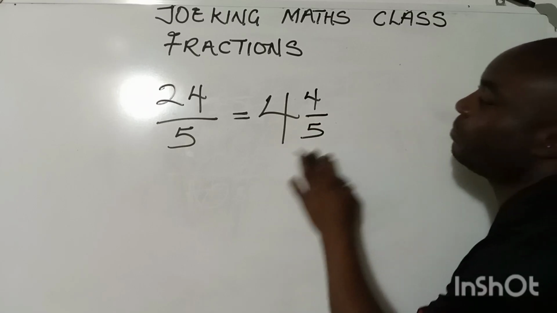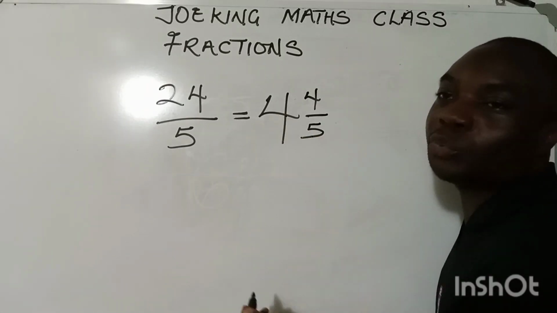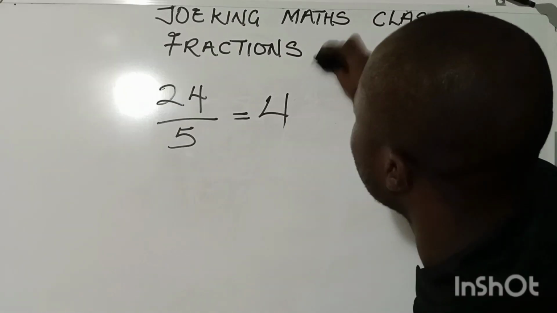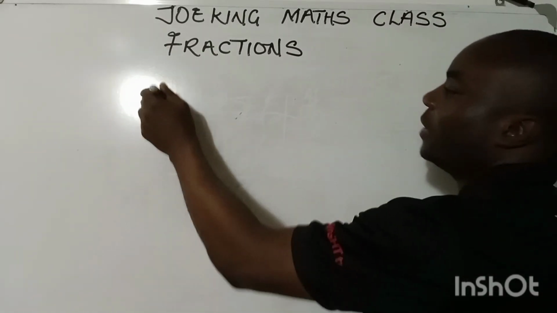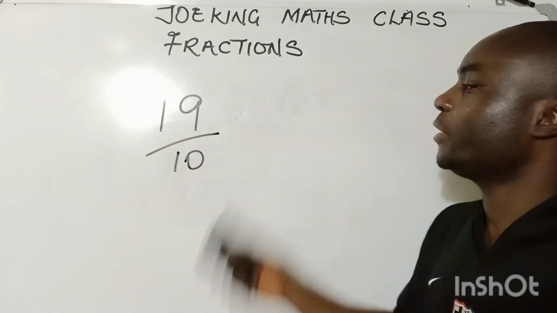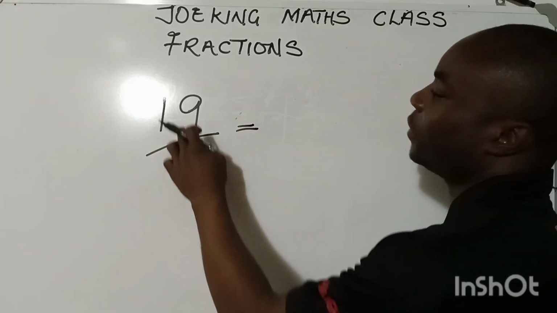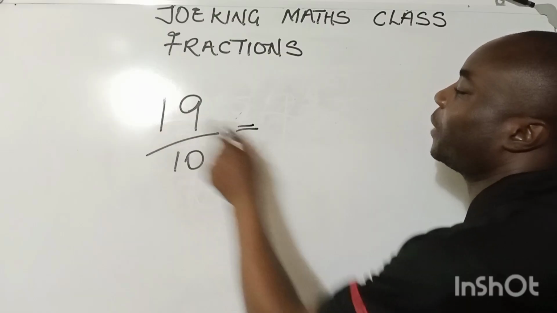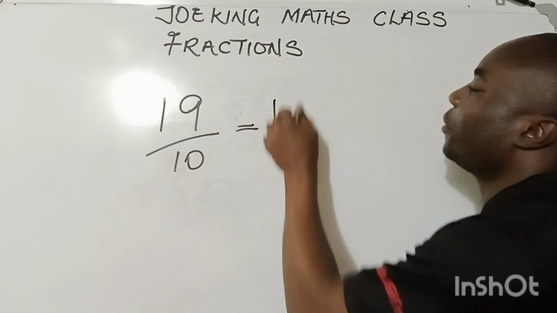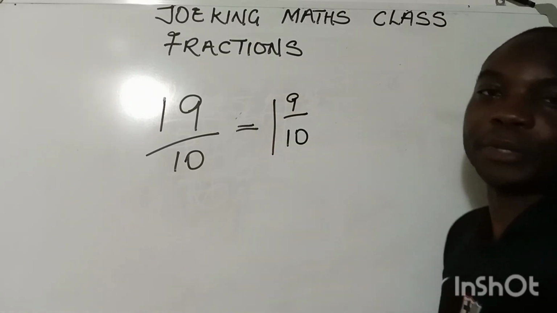And if we want to convert this mixed number back to improper fraction, all we need to do, we say 5 times 4, which is 20. 20 plus 4 will give us 24 all over our 5. So let's consider another example. Let's take, for instance, we have 19 all over 10 as an improper fraction that needs to be changed to mixed numbers. All we need to do, we say, how many times can we remove 10 from 19? And we can remove 10 from 19 once. All right. Then we have a remainder. The remainder will be written up as our numerator, and we'll now have 10 as the denominator.